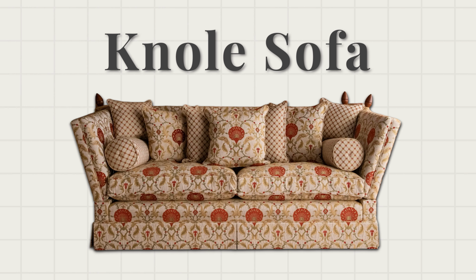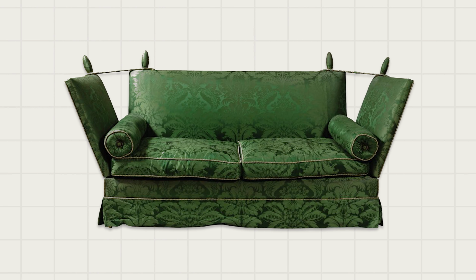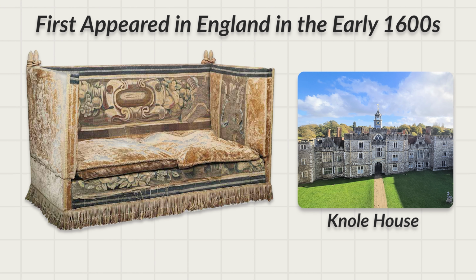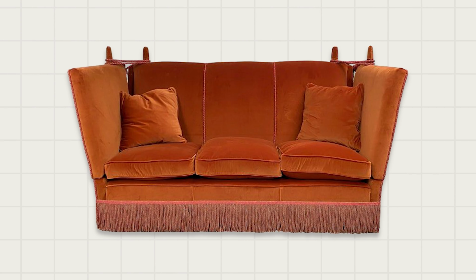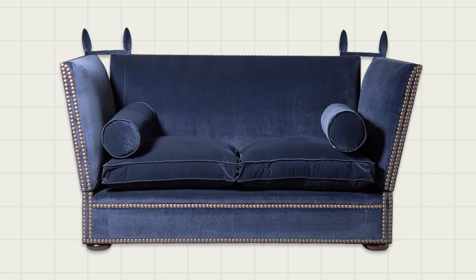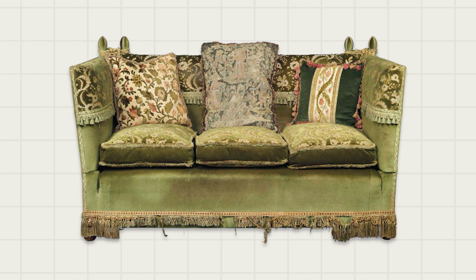Knole sofa. The Knole sofa is one of the oldest sofa designs still known today. It first appeared in England in the early 1600s and takes its name from Knole House. And what makes it easy to recognize is its very tall arms and back. All 3 are usually the same height, which gives the sofa a boxy look. It honestly looks like something a king would sit on.